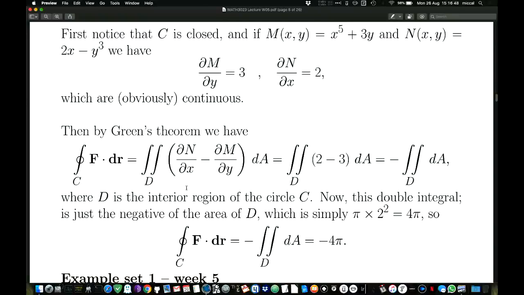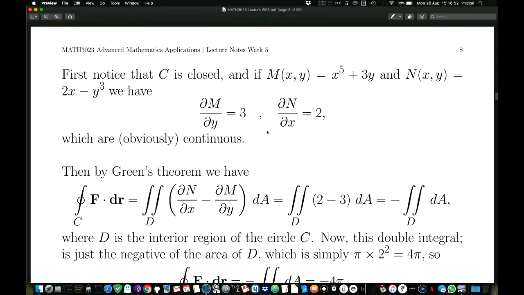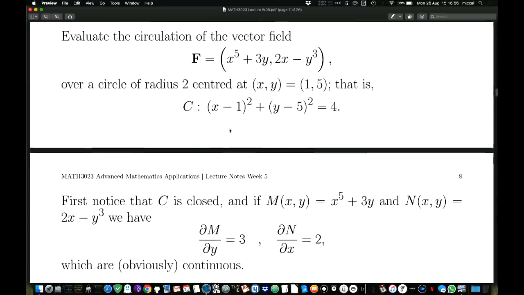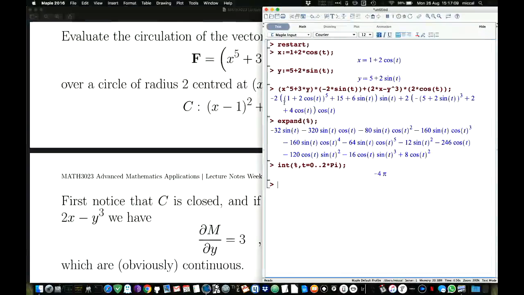And what's even more interesting is that, notice that this part here, I've said that partial dM dy is 3 and partial dN dx is 2. So let's say I changed this. So let's say that this bit, instead of being x to the 5 plus 3y, let's say I made it 3 times y to the 10 for the hell of it.